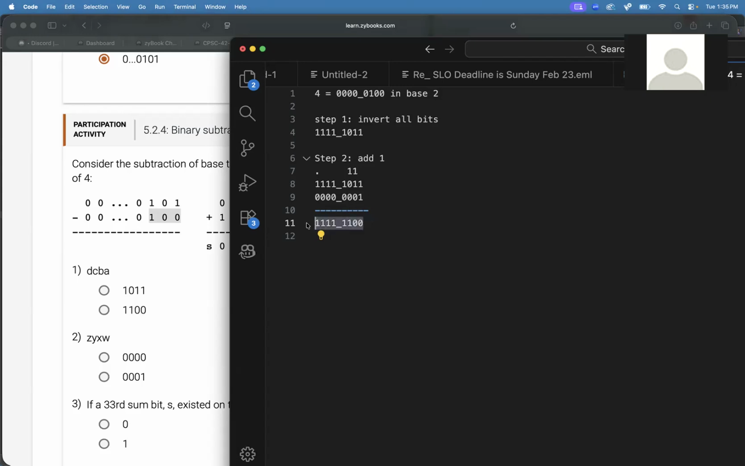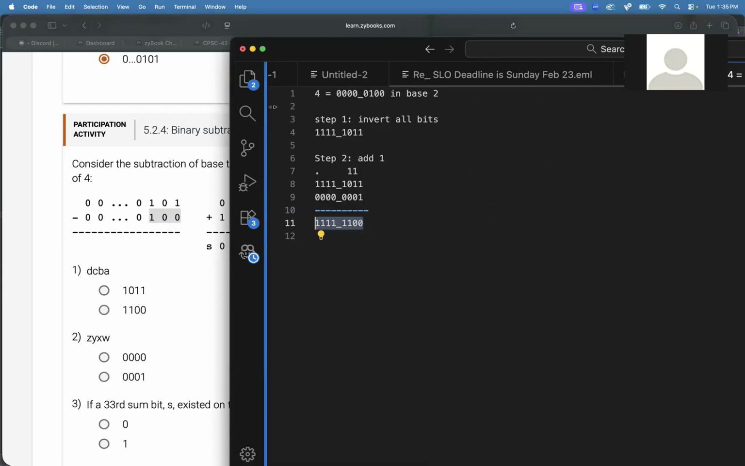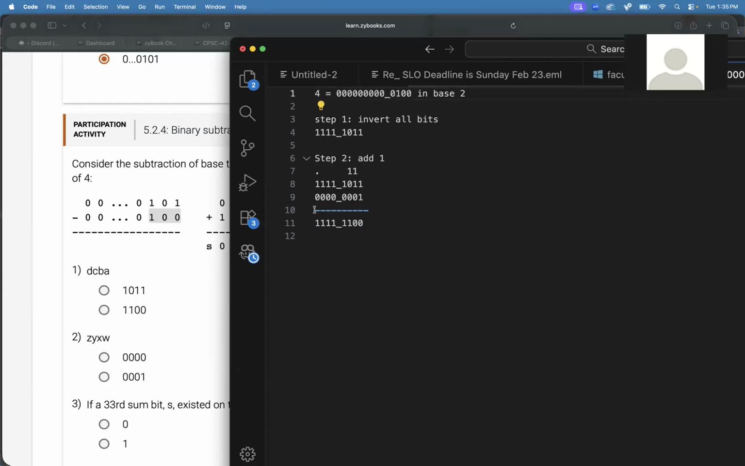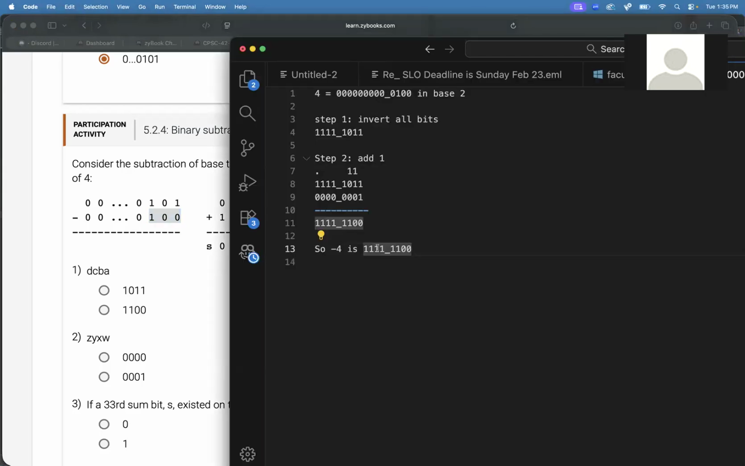If we just think of there being more bits, we could have added more zeros at the beginning of this. Well, that would just end up with more ones down this way. So this is just what negative 4 is. So minus 4 is 1, 1, 1, 1, 1, 1, 0, 0. So the DCBA is 1, 1, 0, 0, right? That's what we had here.